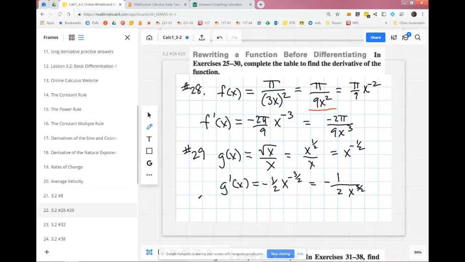Let's take a look at 29 too. Square root of x over x. How are we going to write that? Well, we go to the fractional powers. The square root of x is x to the 1/2. And then x is x. By the way, how did I go from here to here?